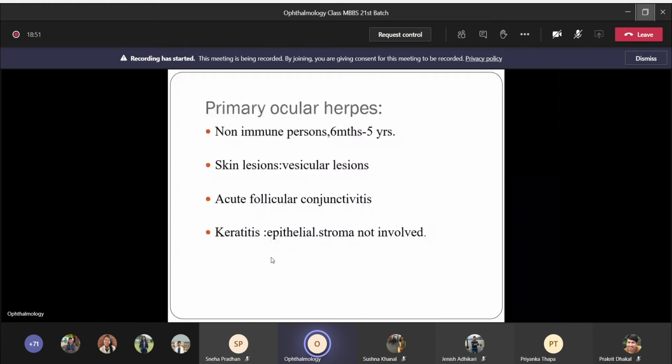Now coming to the primary features of ocular herpes. Usually it occurs in non-immune persons of young age, from 6 months to 5 years. So in very young age people, you have the primary ocular herpes where no immunity is developed as such, or less immunity. And skin lesions are usually vesicular lesions in the skin, either on the forehead or on the eyelids. And the conjunctivitis is acute follicular conjunctivitis. Okay, so it's mainly the presence of follicles in the conjunctiva.